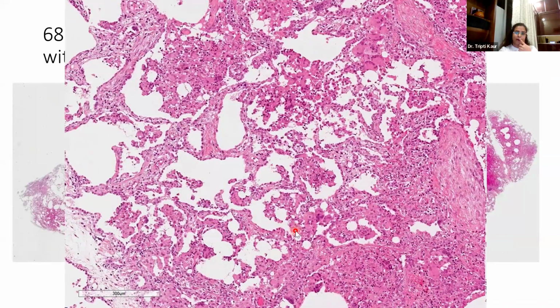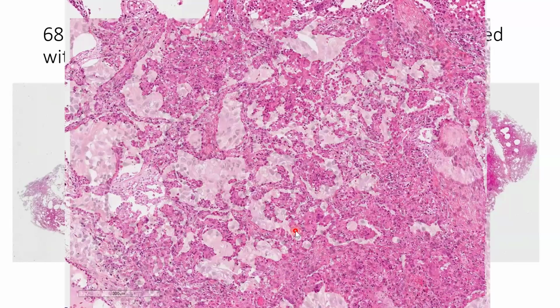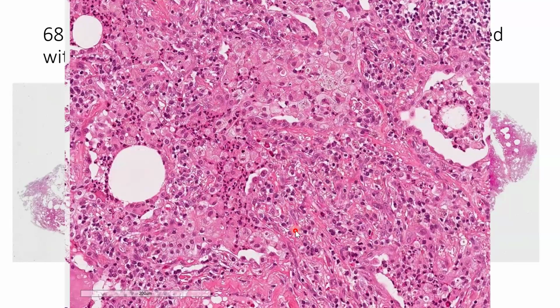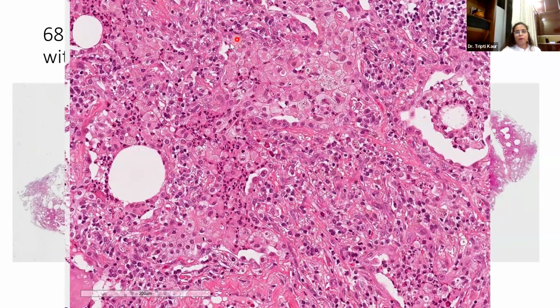Anybody can explain what is happening here? Some giant cells are there. Yes, those are actually histiocytic giant cells. And these alveolar spaces are filled with these plump, fat looking histiocytes, and many of these histiocytes have engulfed pigment also. What is this pigment here? The patient is an ex-smoker. Smoker macrophages. Very good.